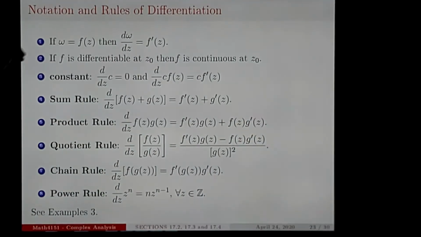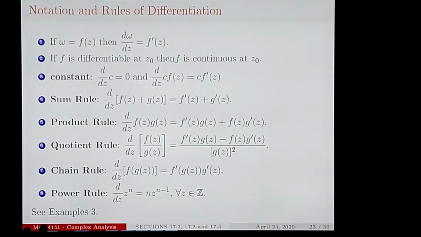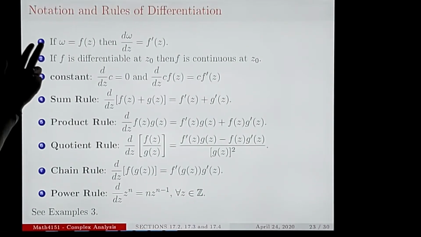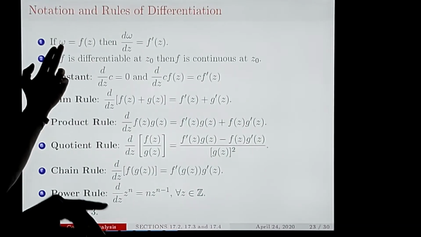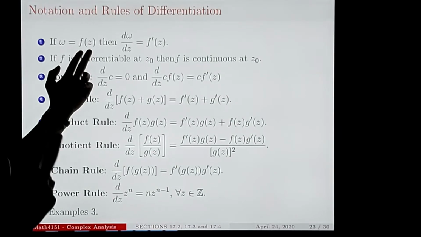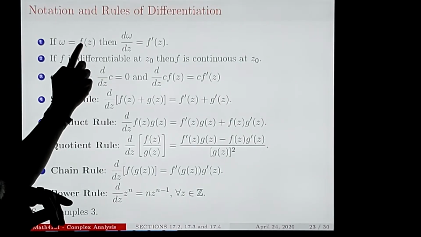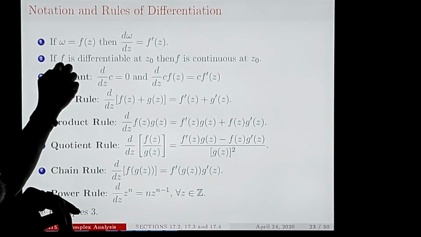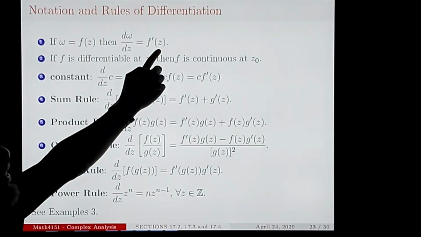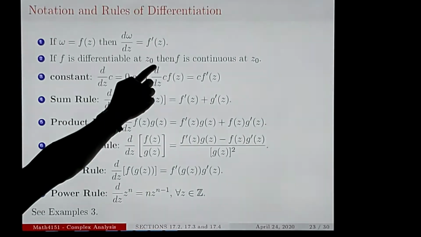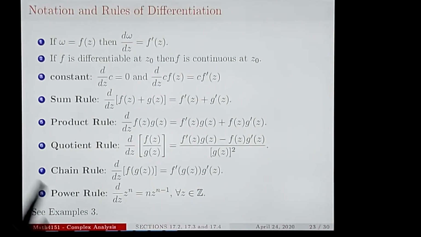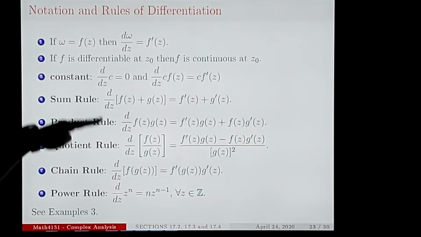Again, here we go through these rules that you knew. These rules are the same. They don't change. Notation and rules of differentiation: when we say a function w equals f of z, or omega, then d dz of w is the same as the derivative at z. This is just notation. Then if f is differentiable at z naught, then f is continuous at z naught, the same as in calculus. All these rules are the same.